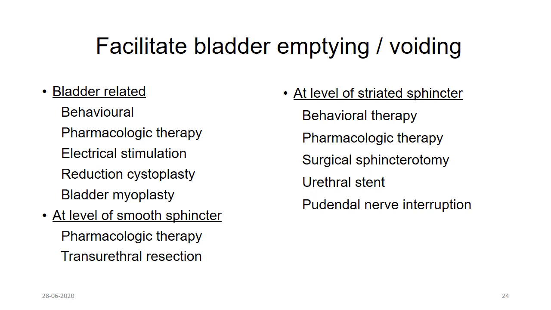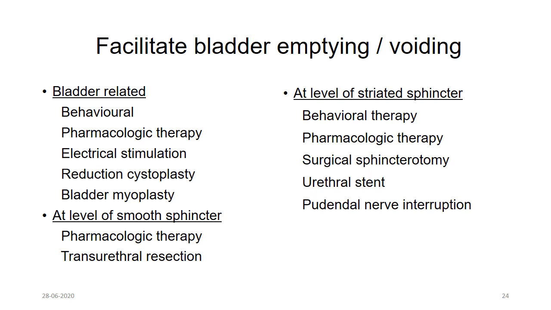Now moving to the management to facilitate emptying of bladder. Here there will be failure to void urine completely. This can be due to dysfunction at the bladder level or outlet level. At the outlet level, it can be at the level of smooth sphincter or internal sphincter, or it could be at the level of striated sphincter or the external sphincter. So the management of these dysfunctions can be dealt with separately. First, we can look into the management at the bladder level.